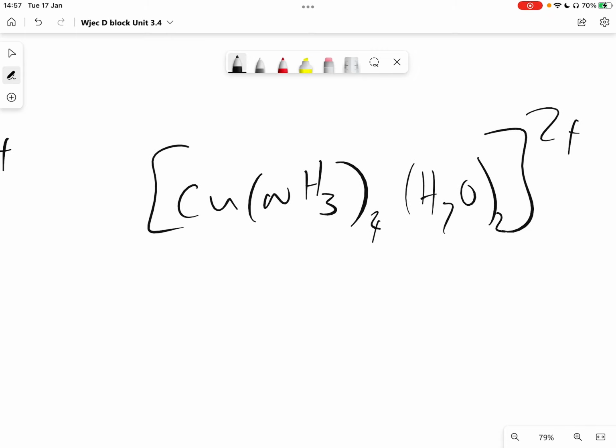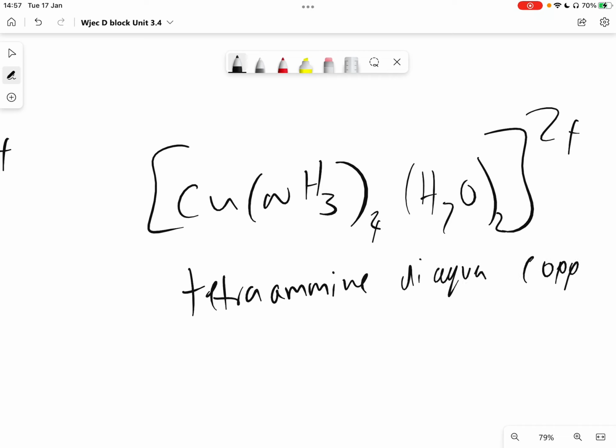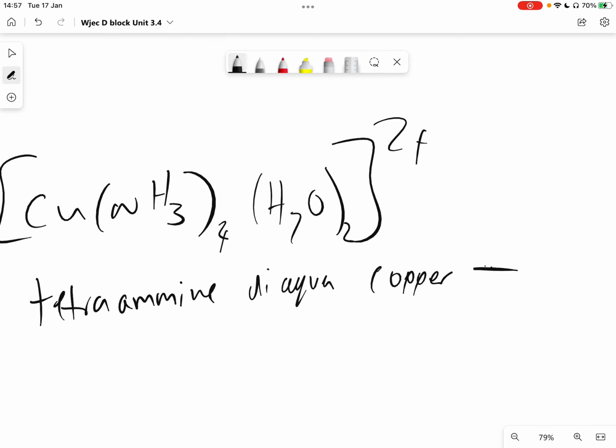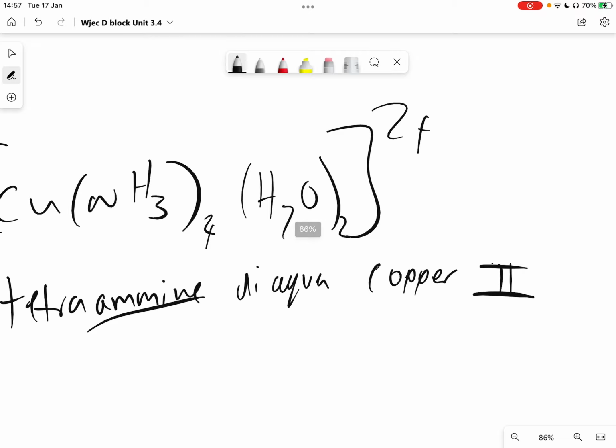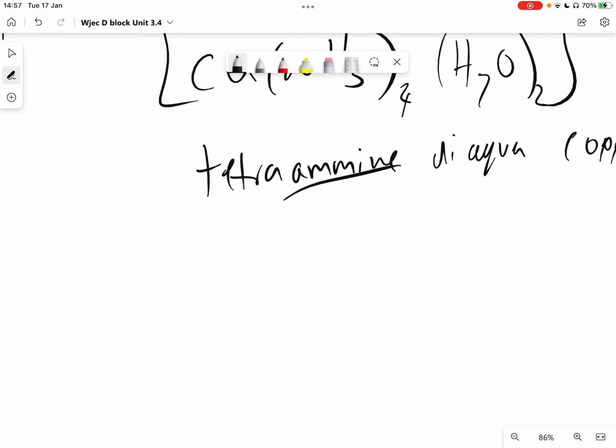Now, when I say ammine, it's not the same as amine from Unit 4, so it's going to be tetraamminediaqua copper 2. So that's how you say it. It's got a double M, tetraammine.